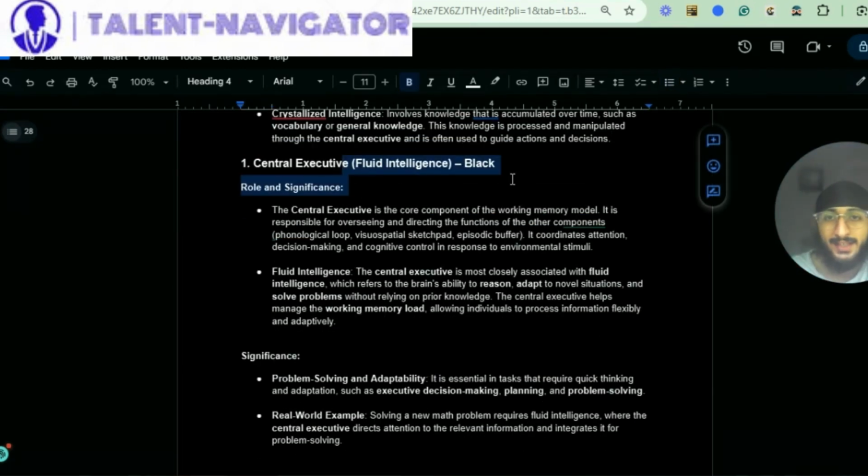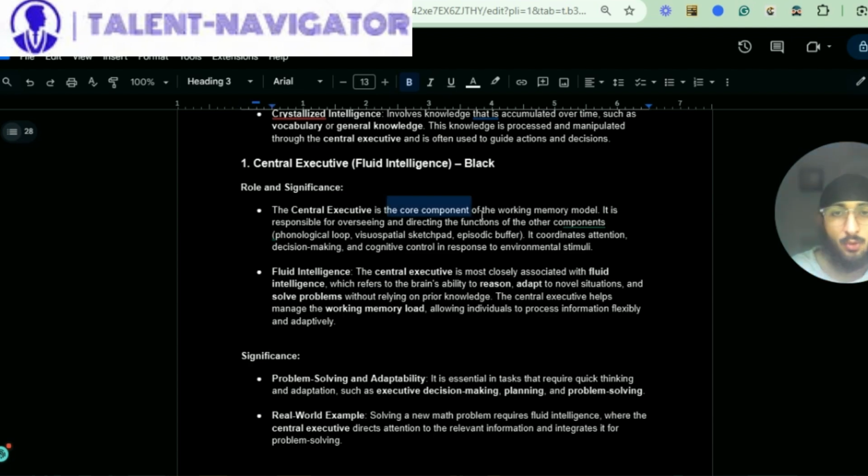Now, central executive and fluid intelligence, which had been marked in black in the diagram that I showed you. The central executive is the core component of the working memory model. It's responsible for overseeing and directing the functions of the other components: the phonological loop, visual spatial sketchpad, and episodic buffer, which coordinates attention, decision making, and cognitive control in response to environmental stimuli. Right? We already discussed the role. Now, its significance: fluid intelligence.